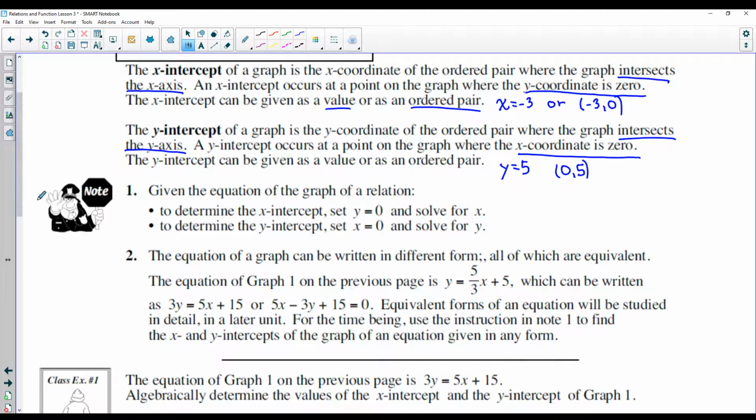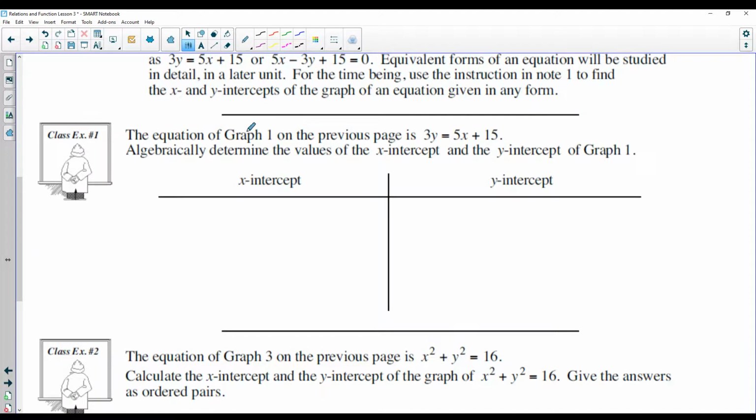What we want to do, though, is take the equation of a graph and algebraically determine the x-intercept or the y-intercept. If we have an equation and we want to figure out the x-intercept, we set y equals 0, and then we simply solve for x. If we want to figure out the y-intercept, we take the equation and replace x with 0 and then solve for y. And we'll do this right now. The equation of the graph on the previous page for graph 1 is 3y = 5x + 15. Algebraically determine the values of the x-intercept and the y-intercept of that graph.